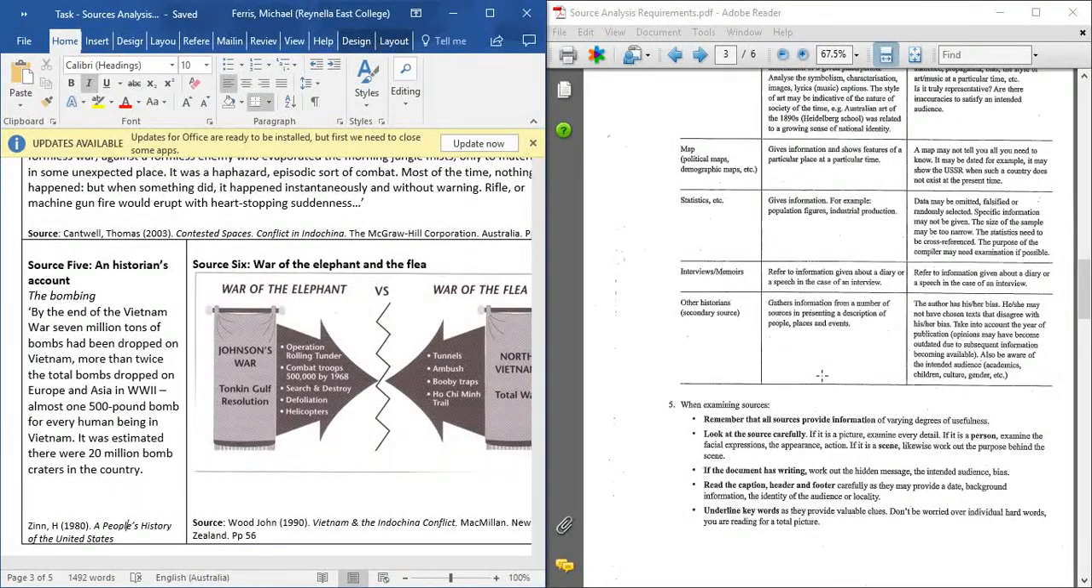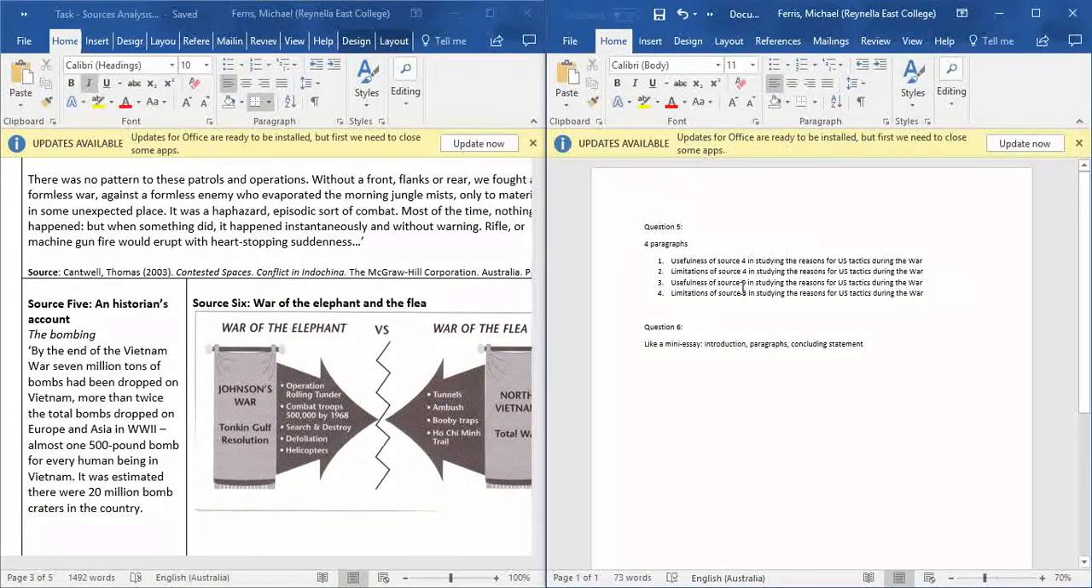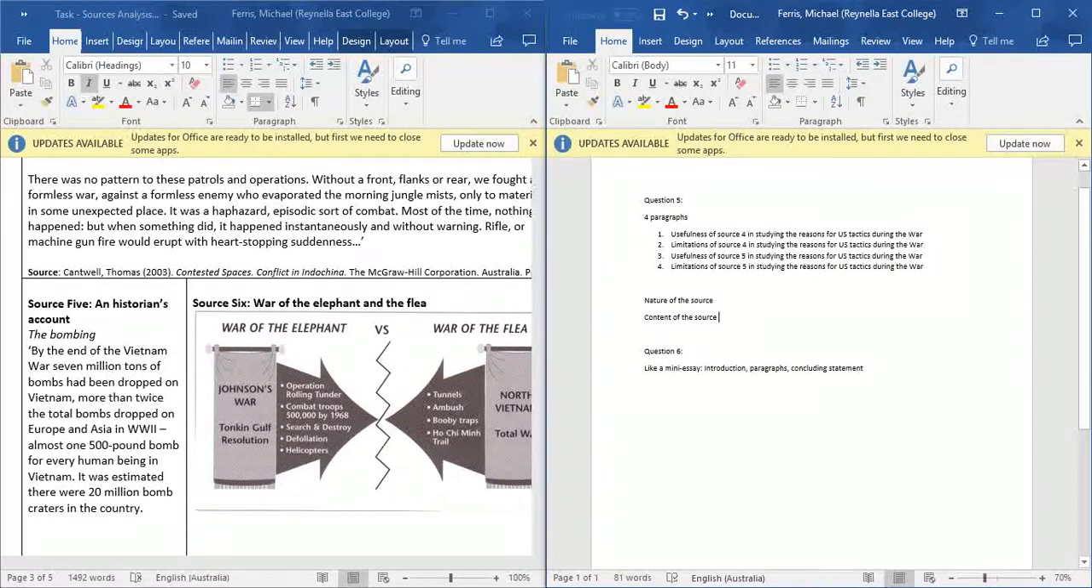So when we're talking about the nature of the sources, we want to make sure that we are talking about the usefulness and the limitations. One of the other things that we can talk about is the nature of the source. That's what that document there, the PDF, is useful for, but also the content of the source. So what is useful about what we see there in the content and what might be limited for both sources 4 and 5. If you can do that, then that will be quite awesome.